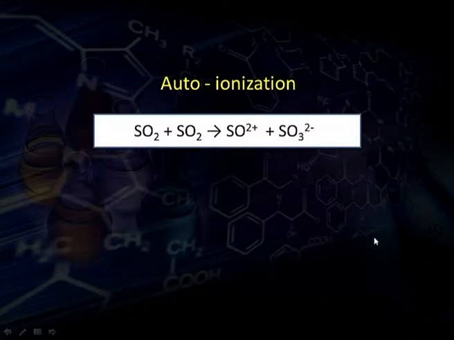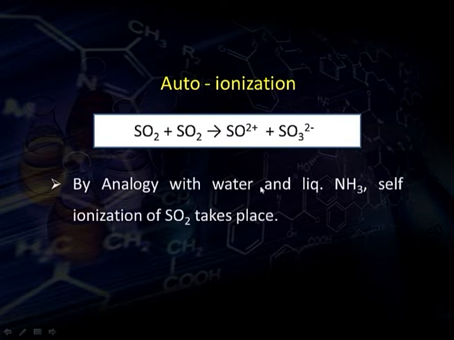Auto-ionization. SO2 is an ionizing solvent and it undergoes auto-ionization. On auto-ionization, it gives a thionyl ion which is SO2 2+ and a sulfite ion which is SO3 2-. This auto-ionization takes place in the same way as with water and liquid ammonia. Now, the solubilities of different substances in liquid sulfur dioxide.